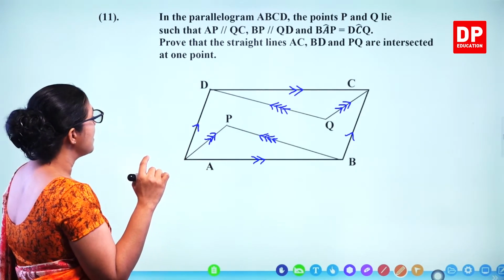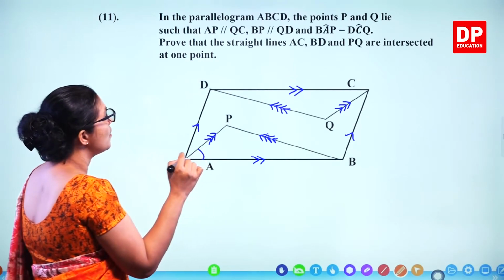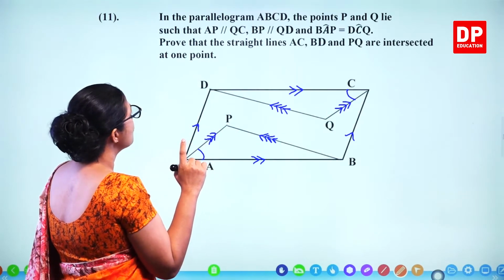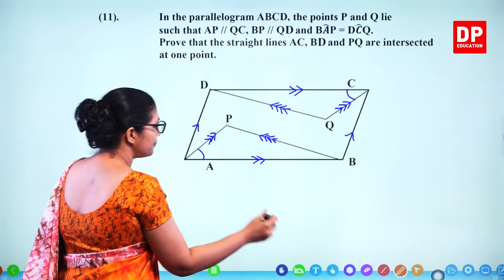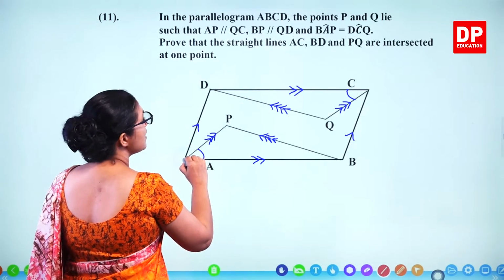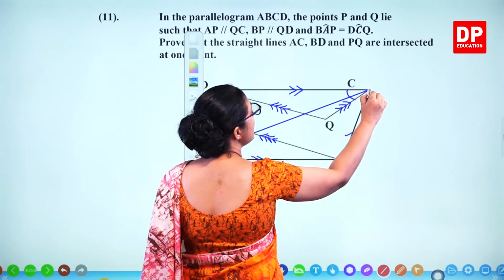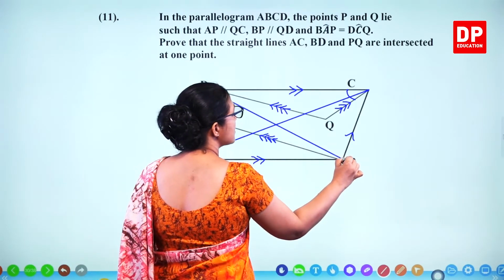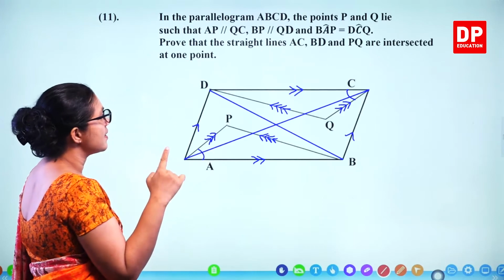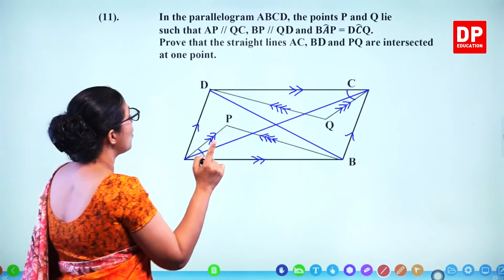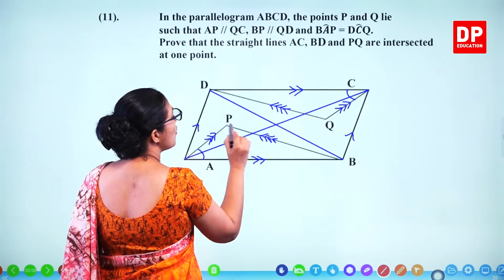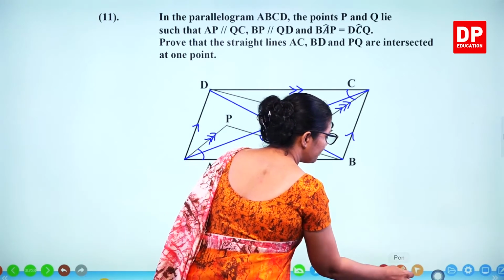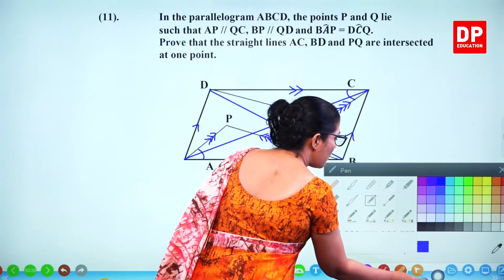And angle BAP is equal to angle DCQ. And then prove that the straight lines AC, BD, those are diagonals. Diagonals intersect at one point and PQ also intersects. You have to show that PQ also intersects with that. So we'll draw that one later. Now we'll see how we can prove.